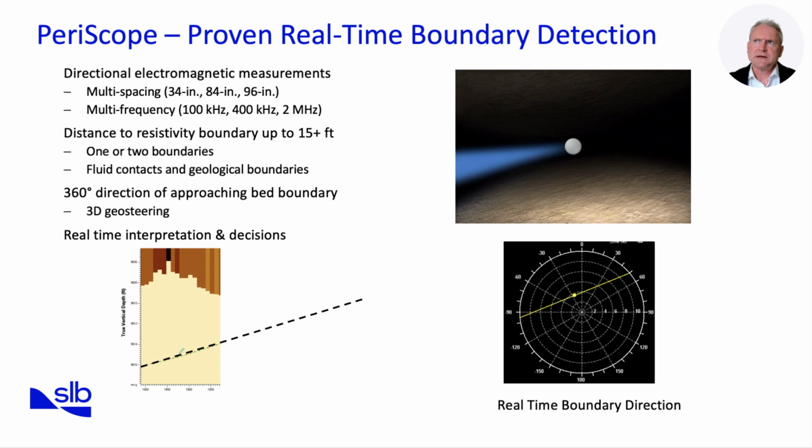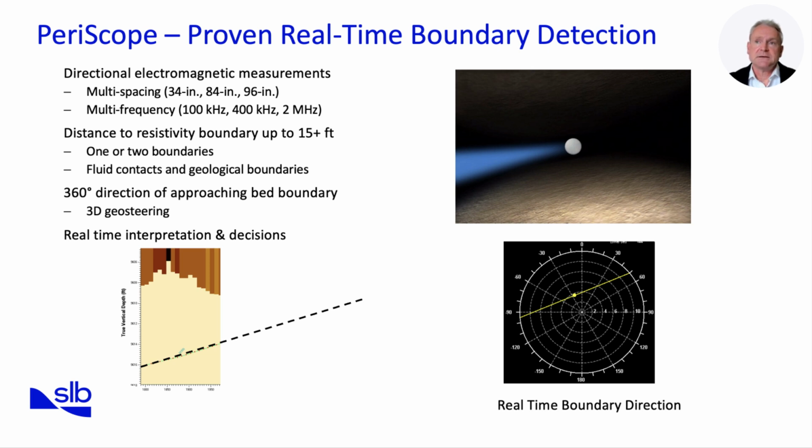This slide demonstrates how Periscope delivers proven real-time boundary detection. The tool uses directional electromagnetic measurements with multiple spacings, 34, 84, and 96 inches, and multiple frequencies, including 100 kHz, 400 kHz, and 2 MHz. By combining these measurements, the tool can detect resistivity contrast up to 15 feet from the borehole. This includes identifying 1 or 2 distinct boundaries, such as a reservoir top and a fluid contact.